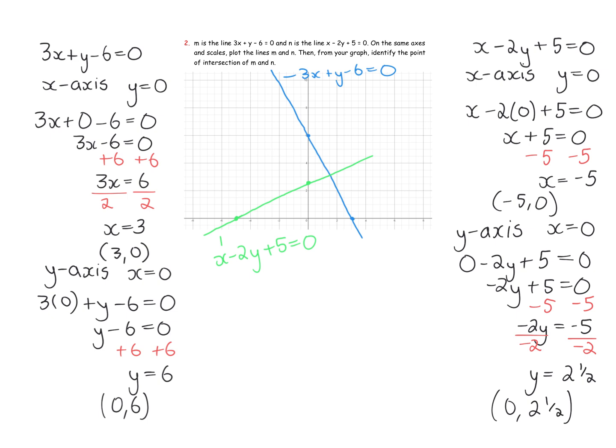And finally, it says from your graph, identify the point of intersection of m and n. So the point of intersection is right here. And then we need to figure out what that is. So that's going to be the point (1.5, 3).